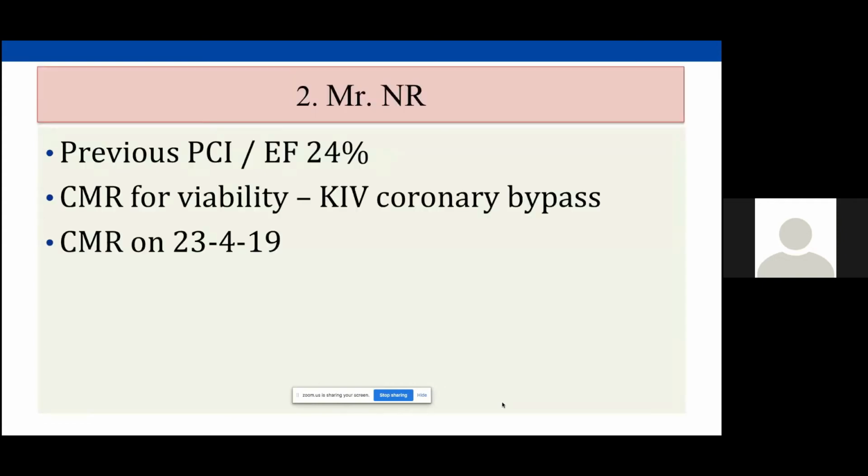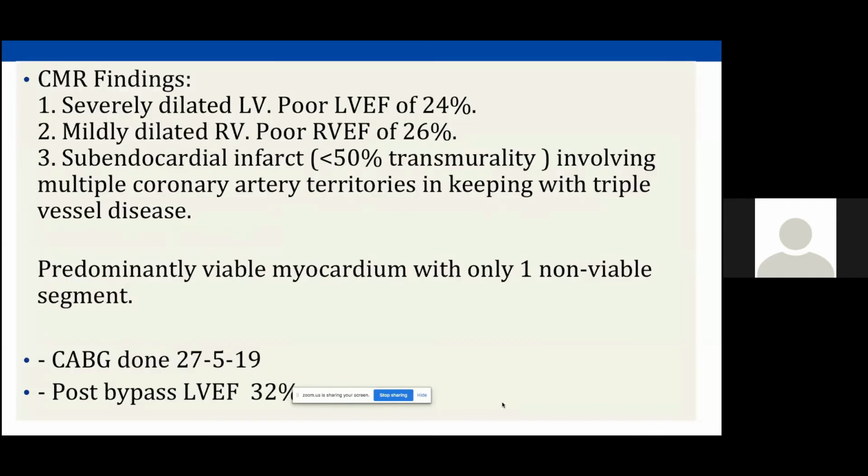The second one, Mr. NR, already had previous PCI. His EF is low, 24%. This is again a common indication for cardiac MR, which is to assess viability prior to coronary bypass. The finding, again, is that the EF is low. He's got multiple subendocardial infarcts in multiple segments, in keeping with triple vessel disease. However, there is only one non-viable segment, which suggests that all the infarcts present have less than 50% transmurality.